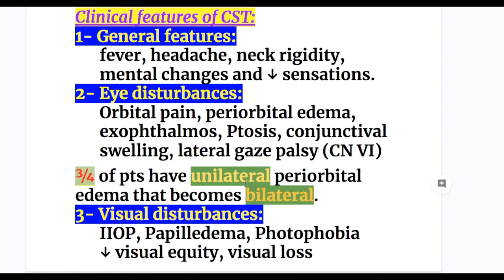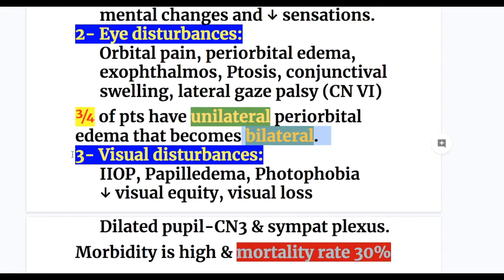3/4 of the patients have unilateral periorbital edema, and that becomes bilateral because the two sinuses are interconnected. And number 3, visual disturbances in CST: increased intraocular pressure, papilledema, photophobia, decreased visual acuity, and visual loss. Dilated pupil due to the involvement of the oculomotor nerve and sympathetic plexus. Morbidity is high and mortality rate is 30% in cavernous sinus thrombosis.